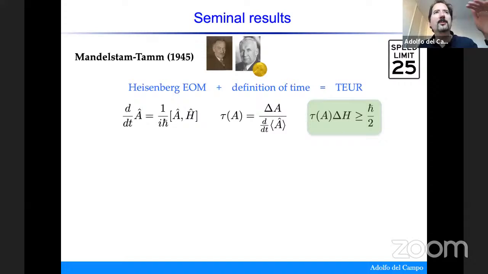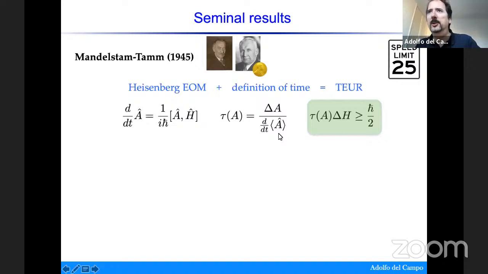Let me just provide you a very simple intuition of how these bounds are derived. Essentially one line. The work by Mandelstam-Tamm started from the Heisenberg equation of motion for an operator A, evolving under a time-independent Hamiltonian H. And they define what is the characteristic time scale associated with the mean value of the observable. They look at the rate of change of the mean value of the observable, and say whenever it changes by a magnitude of the order of its dispersion, then this is the characteristic time scale in which the observable changes.